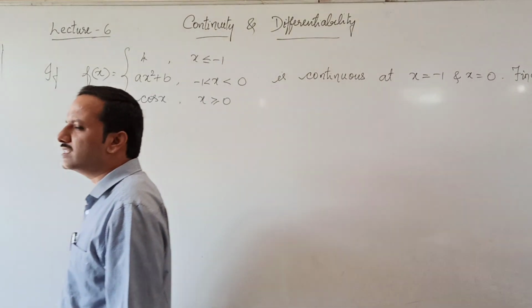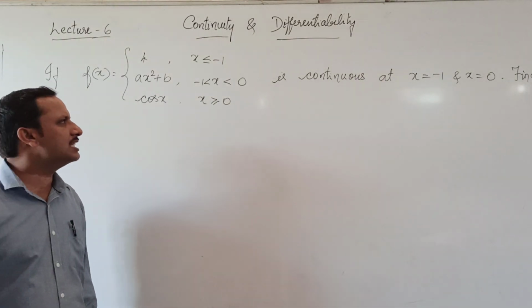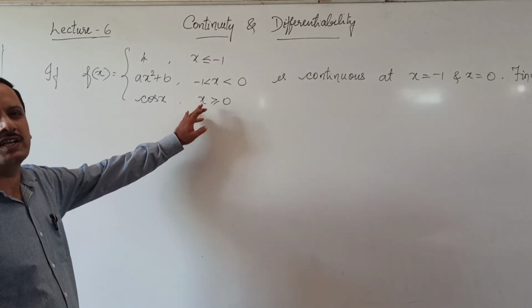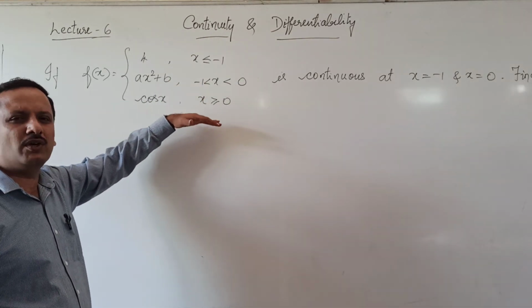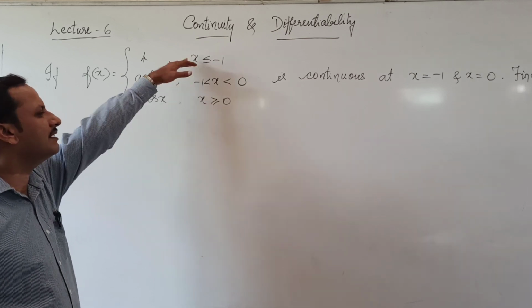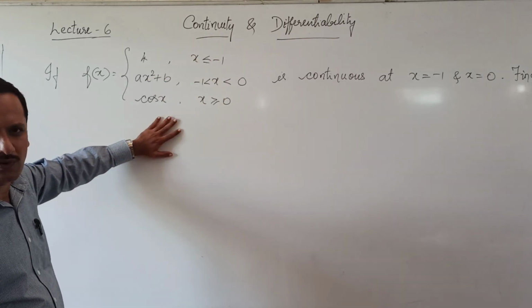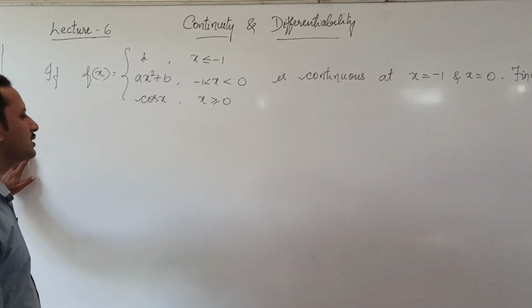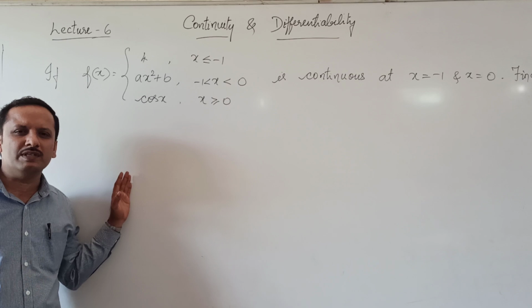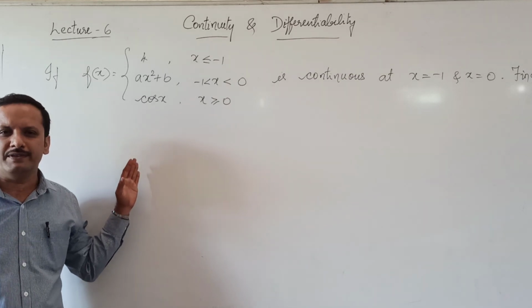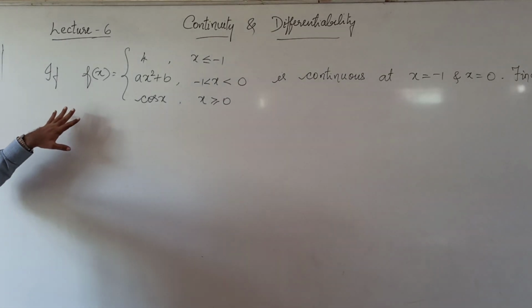This is a function that I have given, f of x, and it is mentioned that this function is continuous at x equal to minus 1 and continuous at x equal to 0. Then what are the values of a and b? That is what we have to find out. Okay. So already we have solved a couple of problems of this kind in our previous video.